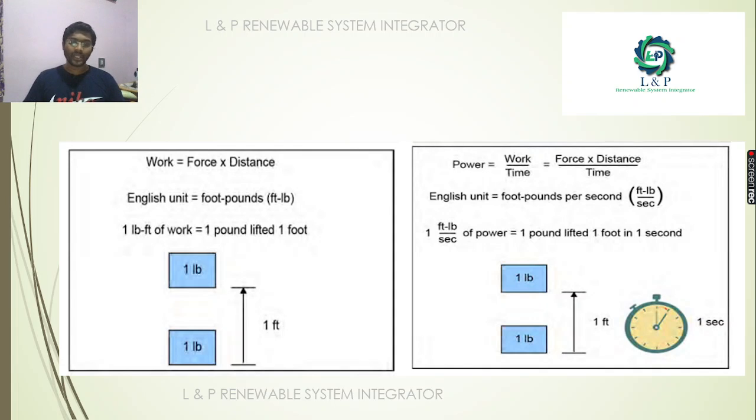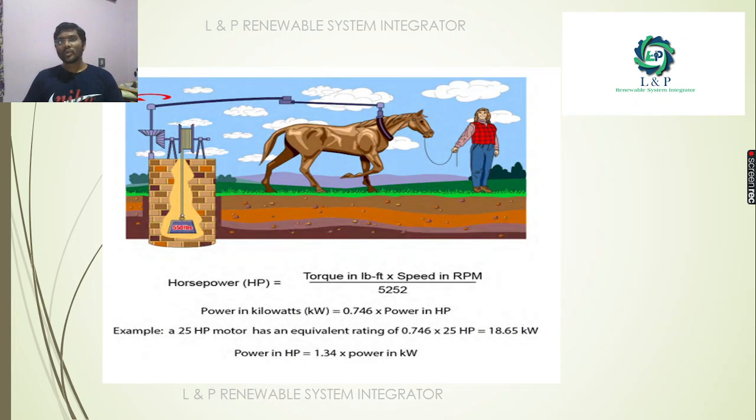See here, there's an example. If you want to lift a 1 pound object to a height of 1 foot, then what is the work you have to do? Simple. It is the product of 1 pound force and 1 foot distance. It is nothing but 1. And if you want to calculate power, you already know the work is 1, and you calculate for 1 second, then 1 by 1, that is nothing but 1, which is the power.